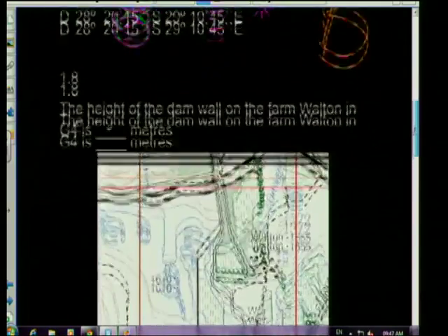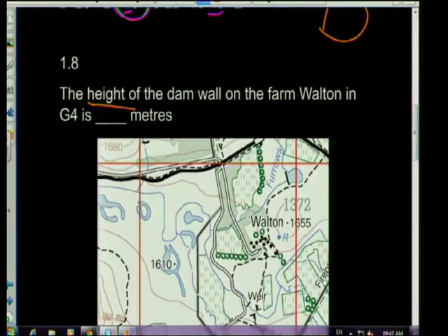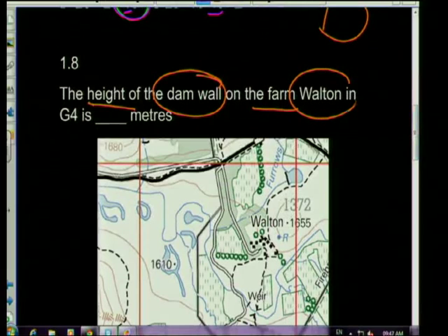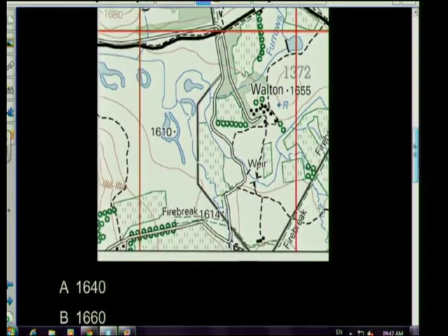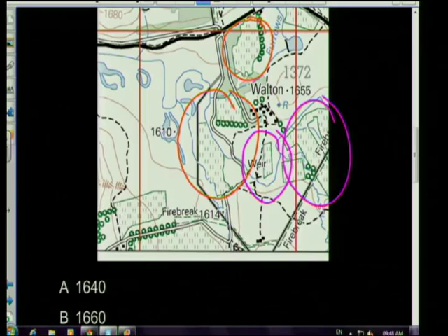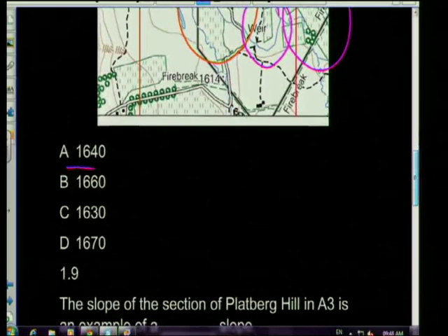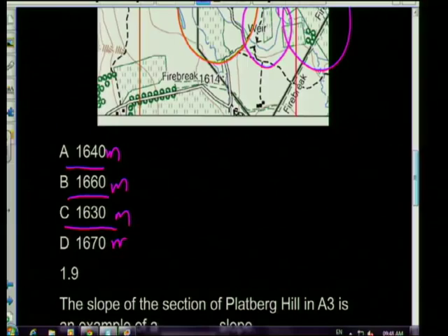Let's go further down into the next question. The height of the dam wall on Farm Walton in G4 is how many meters? When looking at block G4, you'll note that here's the cultivated areas of Walton. Let's add some pink in there. And simply put, we are looking for the height of these particular farming areas or cultivated areas. Let's look at the options given. 1,640 meters, 1,660 meters, 1,630 meters, 1,670 meters.